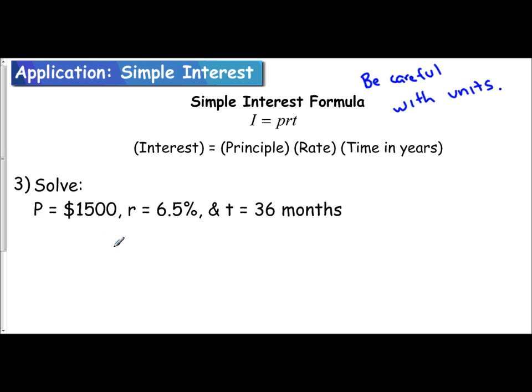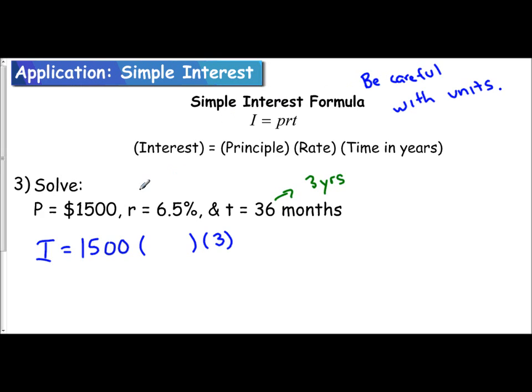So let's plug in what we know. We want to find our interest. So our interest is equal to our principal, P. So that'd be 1,500. And we would do times our rate. And I'll skip that and go right to our years right now, time in years. Well, 36 months is going to be equal to 3 years. So then I'm going to plug in for my t, my time, 3, not 36. So always be careful with units when you're dealing with formulas.